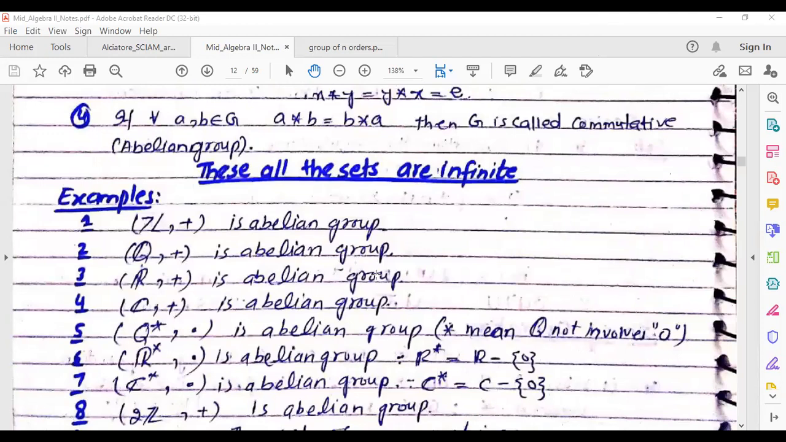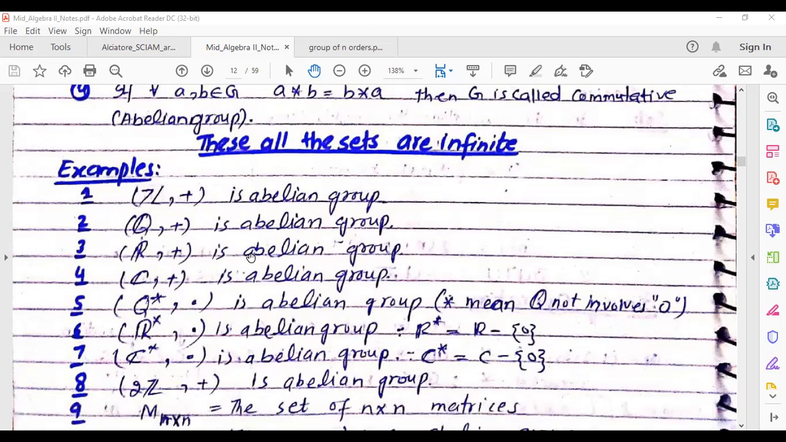Because the sum of two integers does not change when their positions are changed. So that's why integers form an abelian group. Similarly, try to satisfy all the properties of a group and solve these, and you will conclude the set of rational numbers is an abelian group, the set of real numbers is an abelian group, the set of complex numbers is an abelian group. And what is Z star?